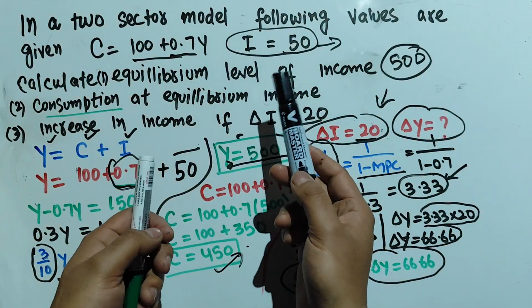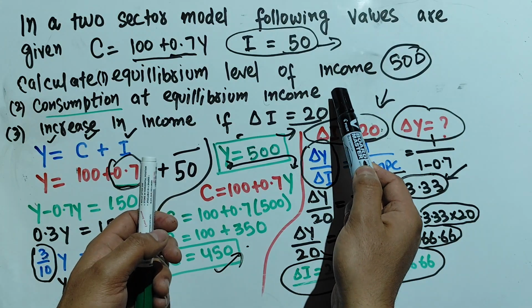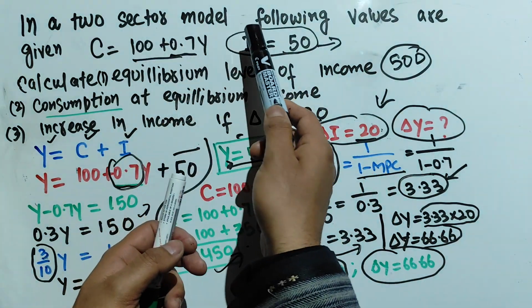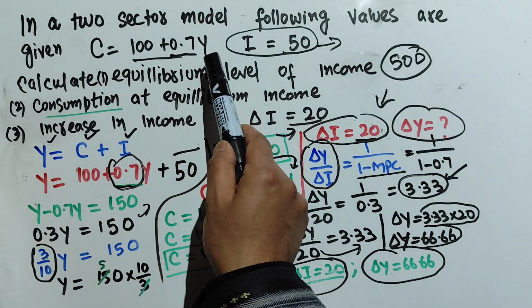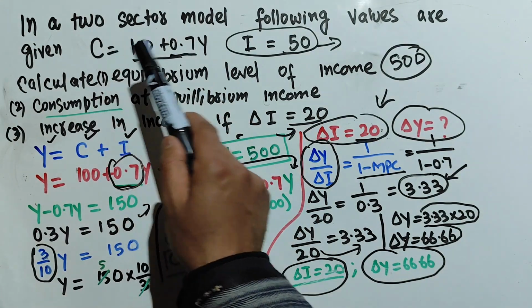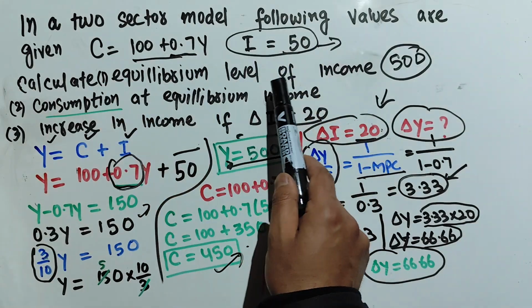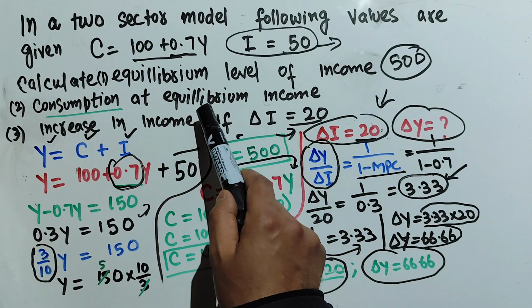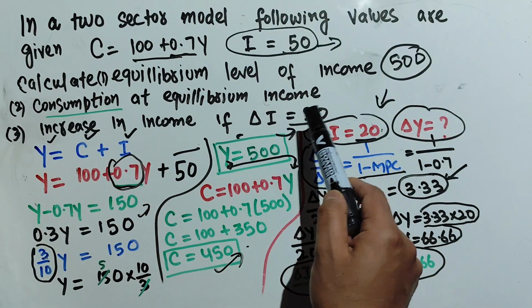In this video, we will learn how to find out the equilibrium level of income and consumption at the equilibrium level of income. The question is, in a two-sector model, the following values are given. Consumption is equal to 100 plus 0.7y. Y is the income, C denotes the consumption. Investment is equal to 50, which is autonomous here. We have to calculate the equilibrium level of income, the consumption at the equilibrium level of income, and the increase in income if investment changes by 20 units.